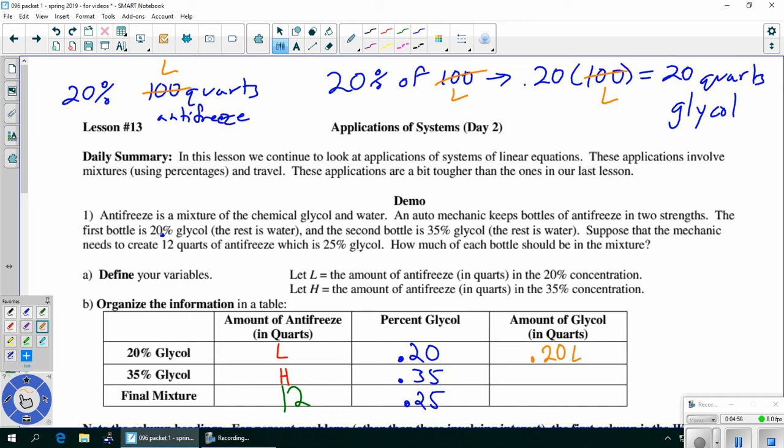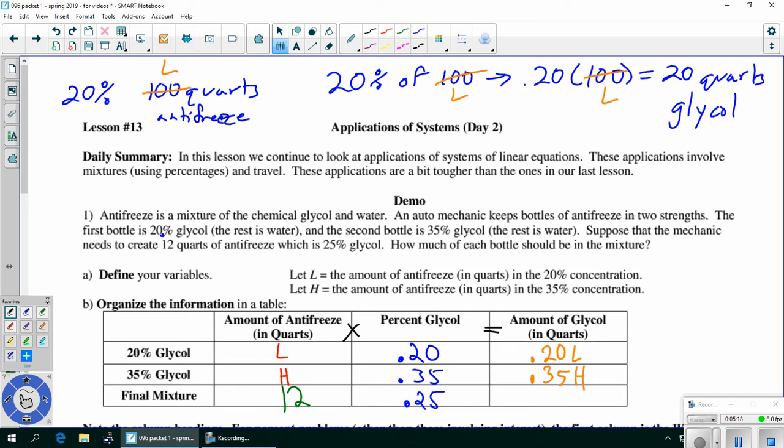And then in the next row, it's the 35% solution, and H is the amount of antifreeze, the total liquid. And so 35% of H is represented 0.35 H. And I will point out yet again, the product of the first two columns is the last column, which is what we've seen every time we've done one of these tables.